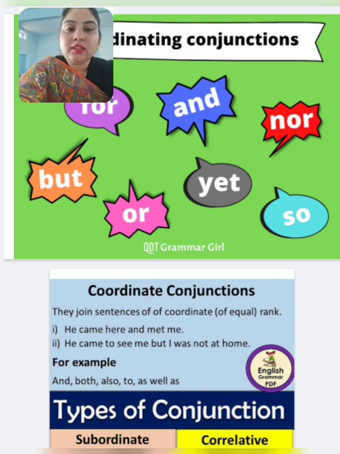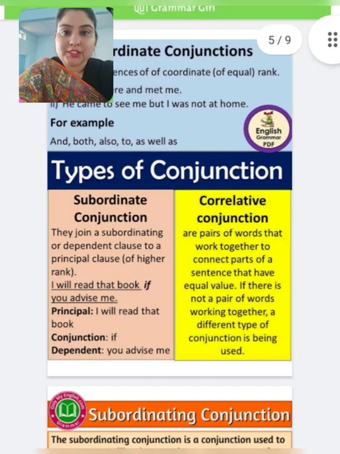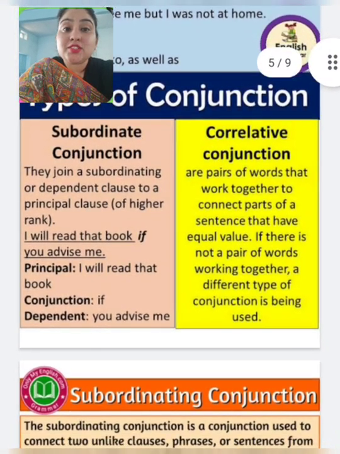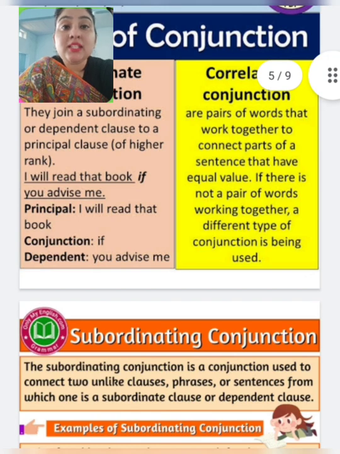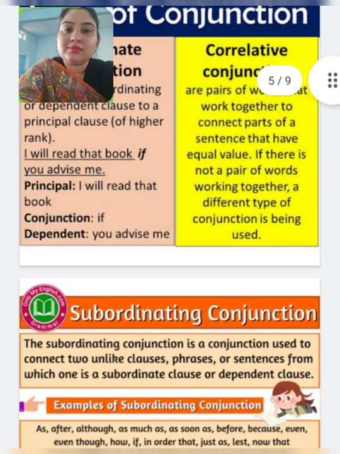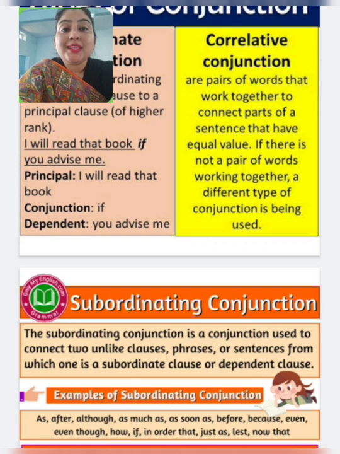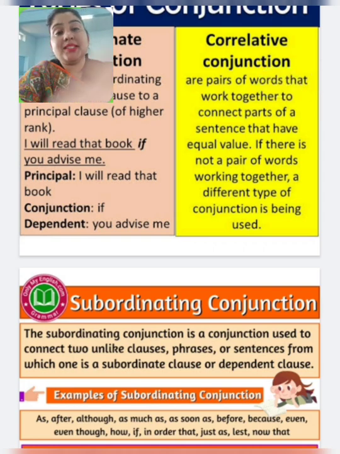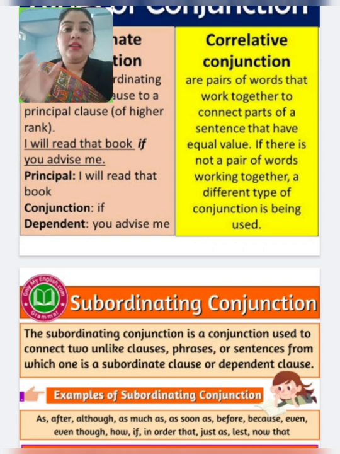Now see children, coordinating conjunctions join sentences of coordinate rank. Coordinate means equal rank. He came here and met me. He came to see me, but I was not at home. Right? So, it is a sentence in which the first and the second half are equal. It is balanced. Right? So, now you all can see here children.